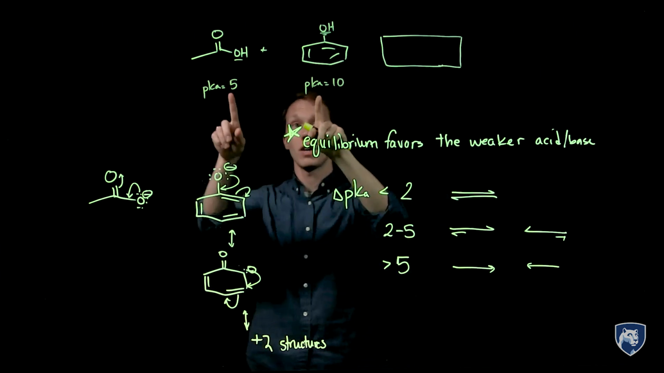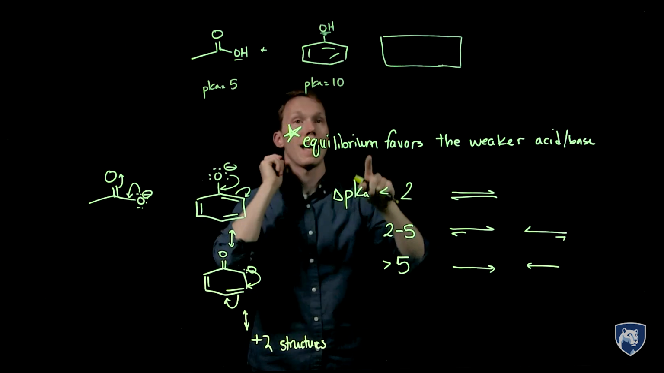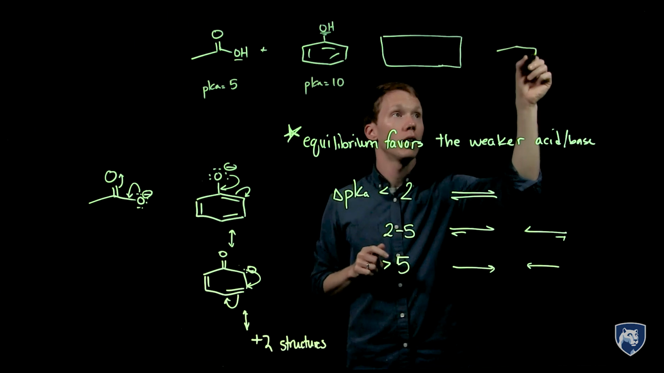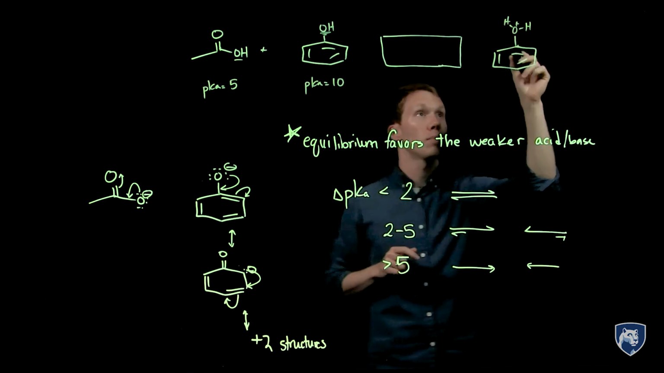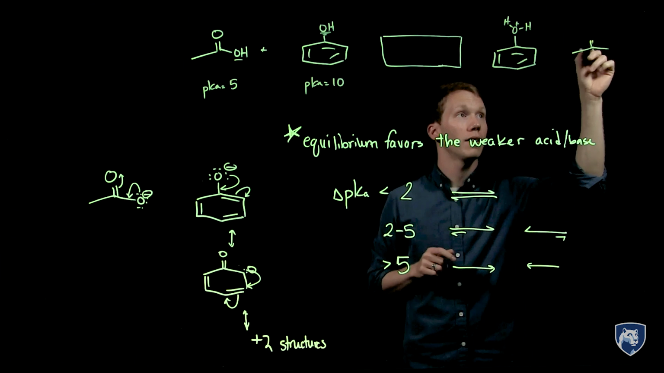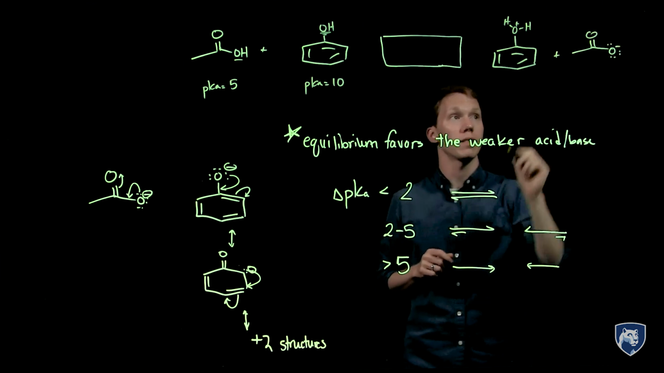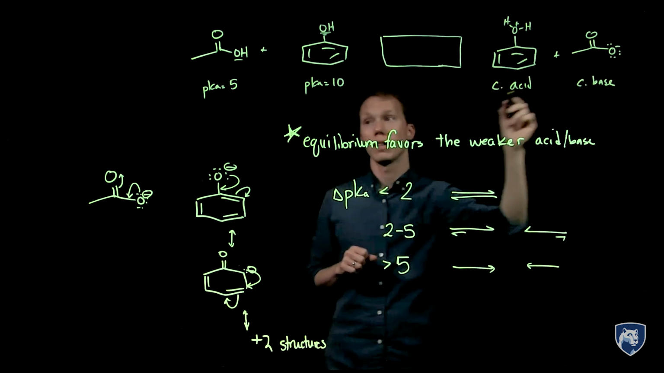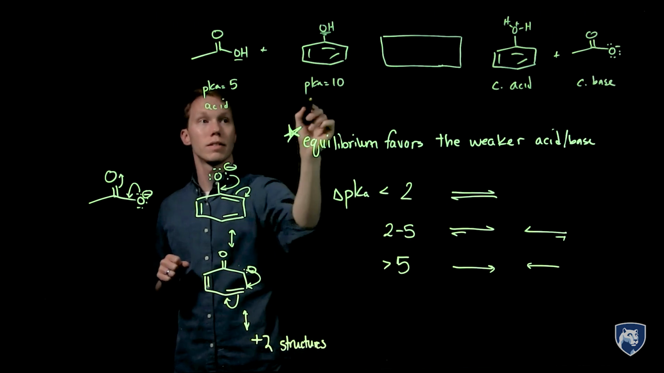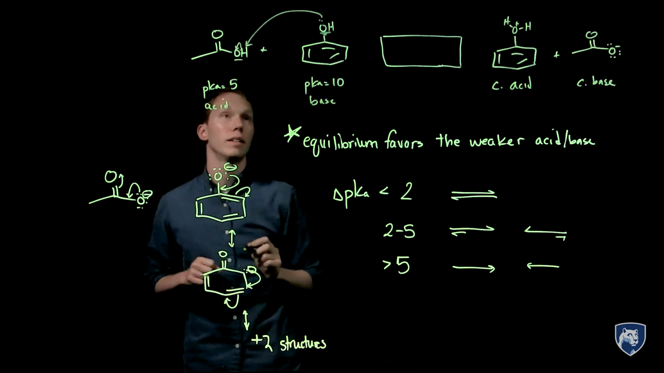So now we know that the stronger acid is acetic acid and the weaker acid is phenol. So the conjugate acid will be the protonated phenol, and then the conjugate base will be the carboxylate. Okay, so conjugate acid, conjugate base. All right, so this is my acid, this is my base. So drawing the mechanism, we are taking this proton and leaving behind that.